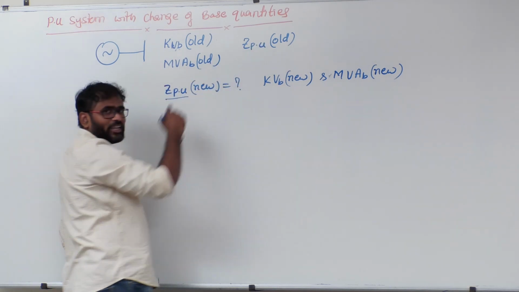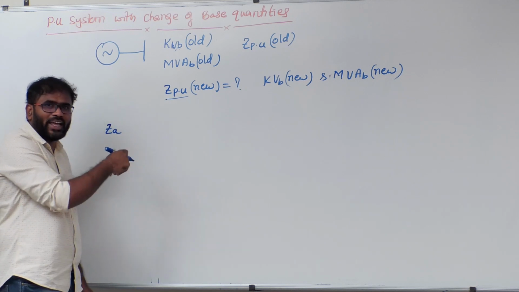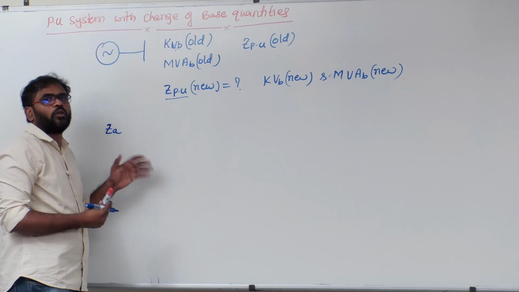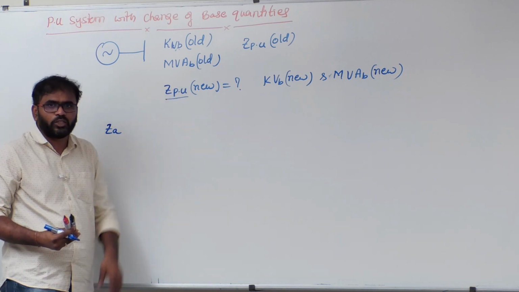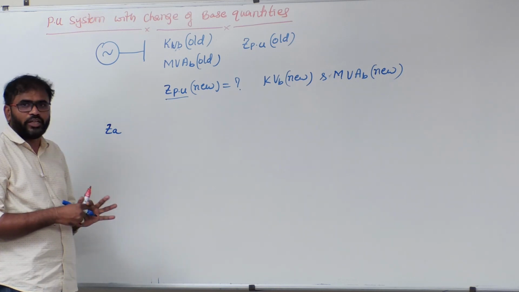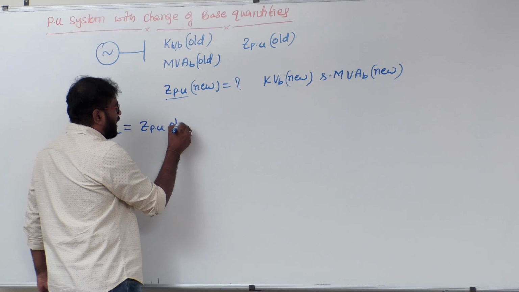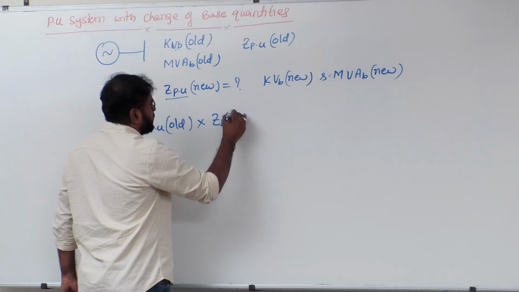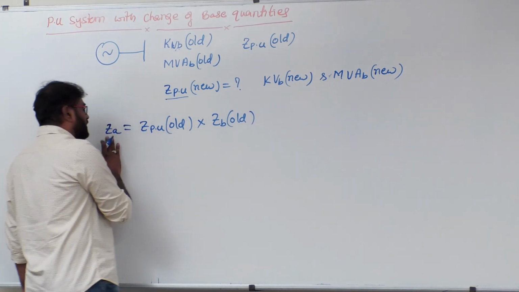Shall I calculate Z actual from here? What is Z actual? No need to write Z actual new or Z actual old, because actual impedance is always the same. Even if you change the base quantities, actual impedance will not change. So Z actual is equal to Z per unit old, which I already know, multiplied with Z base old. Z per unit into Z base is the Z actual.